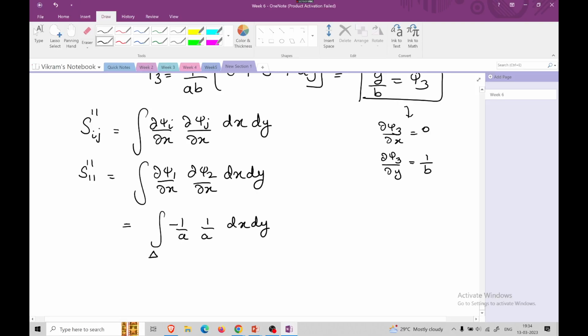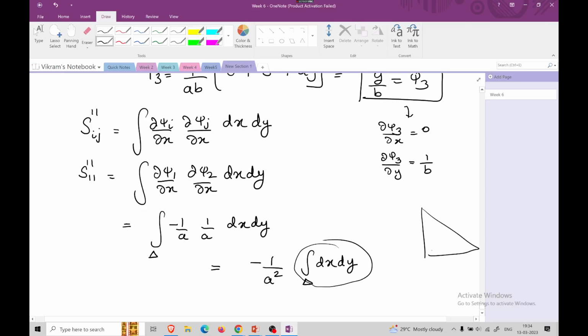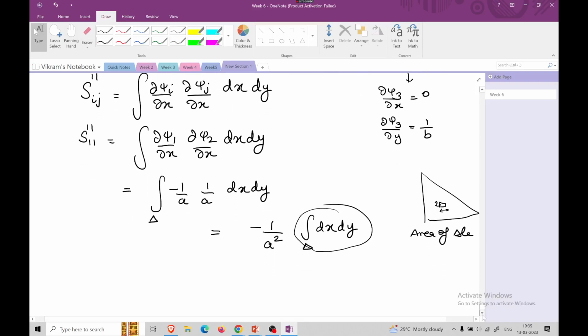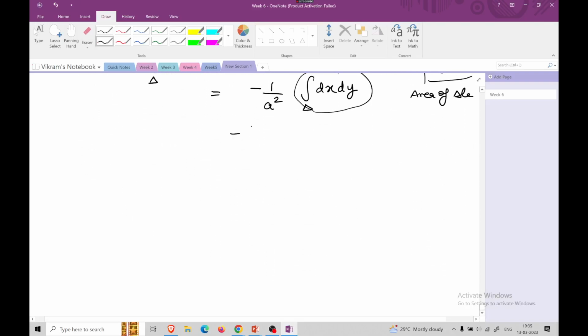Okay, so this is going to be minus 1 by a square into dx dy. So what is dx dy? It is going to be the area of the triangle, correct? So this will be minus 1 by a square into ab by 2, which is minus b by 2a.